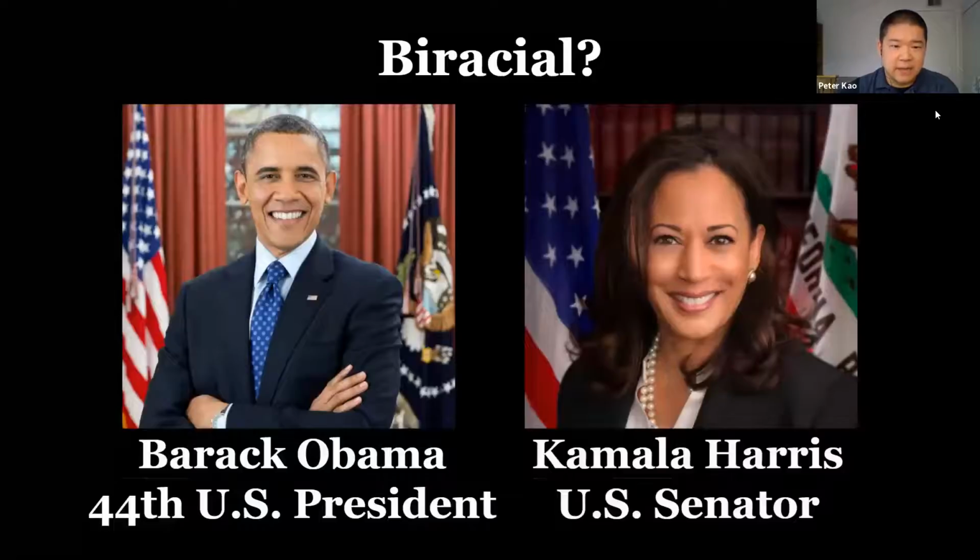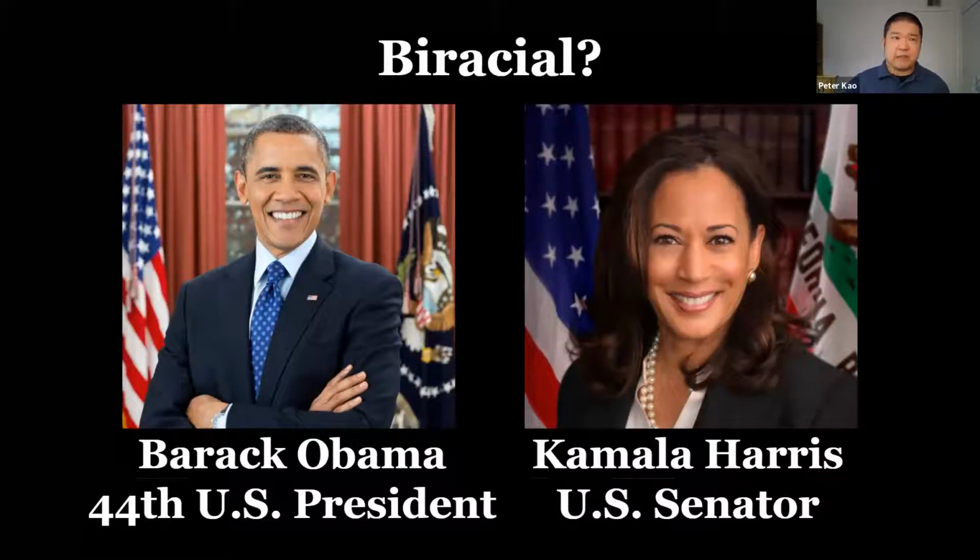Last couple examples. Former President Barack Obama, the 44th President of the United States, and also Senator Kamala Harris. These individuals have parents from different racial backgrounds. Barack has one white parent and one black parent. Kamala has one black parent and one Asian parent. But yet, how do we identify them racially? Do we say they're biracial? So let's take Barack, for example.